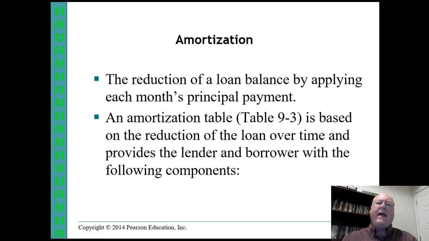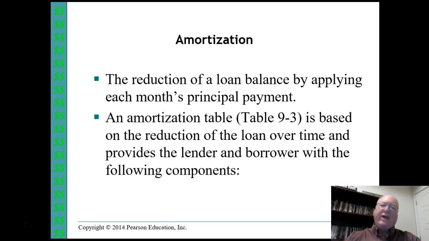So the term amortization, if you're not familiar with it, is a term that just talks about the reduction of some sort of balance over time. For example, you can have amortization of certain kinds of assets, where instead of depreciation you talk about amortization because it's not a fixed asset per se. It's a different kind of asset. You amortize off or write off over time.